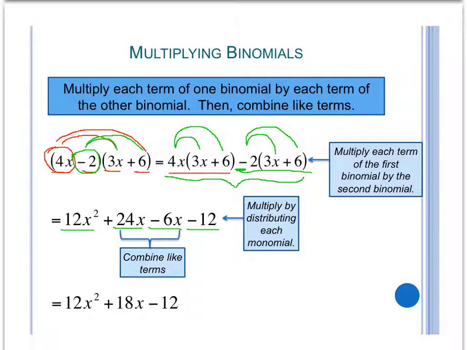Now, you'll notice that we have two terms that have an x to the first power, so they can be considered like terms. And if we remember simplifying polynomials, any terms that are like terms must be combined in order to get the polynomial to its simplest form. In order to combine these, we look at the coefficients on those terms, a 24 and a -6, and add them together. So we're left with a positive 18. So our final answer gives us 12x squared plus 18x minus 12.